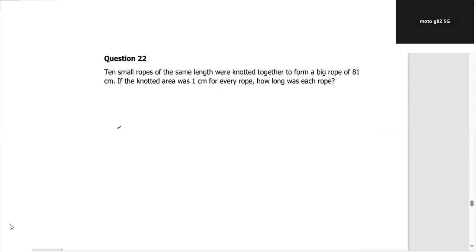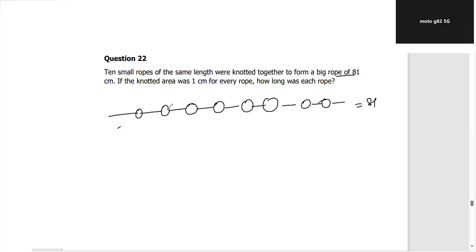Question number 22. If 10 small ropes of the same length are knotted together to form a big rope of 81. So basically 10 ropes are connected like this. 3, 4, 5, 6, 7, 8, 9, and it adds up to 81. And each knot is 1. So basically 1, 2, 3, 4, 5, 6, 7, 8. 1, 2, 3, 4, 5, 6, 7, 8, 9. And this is 10. So there are 10 ropes and each knot is 1, 1.